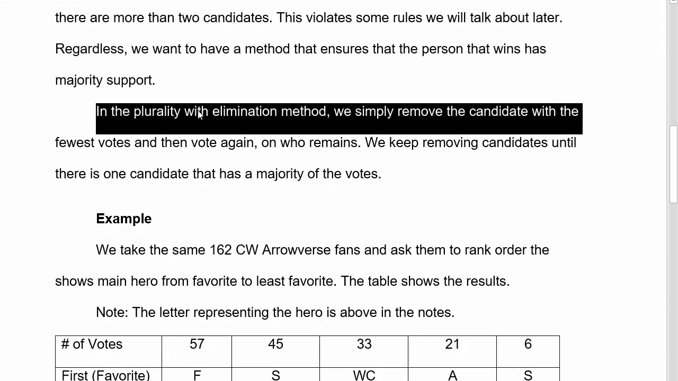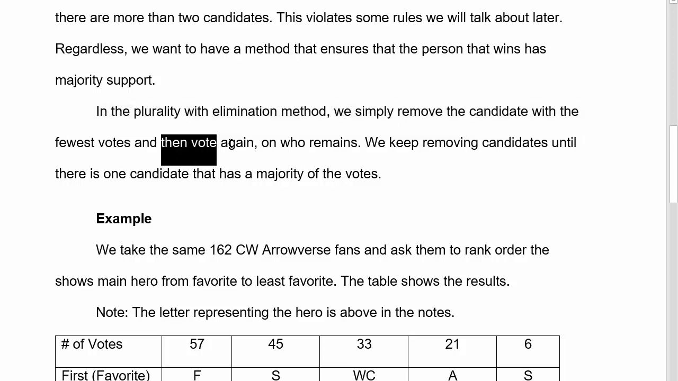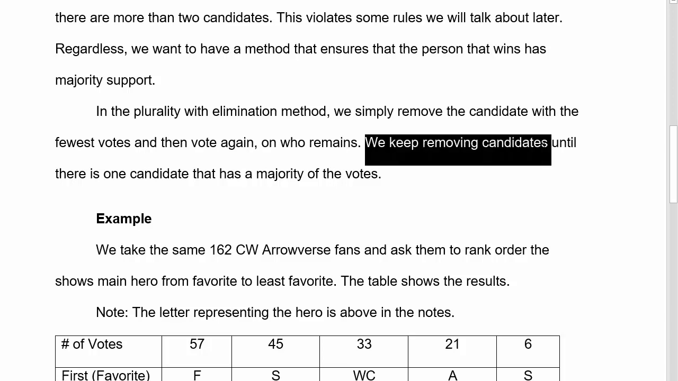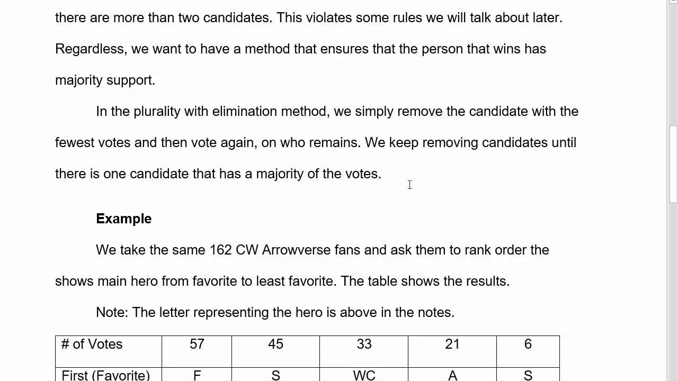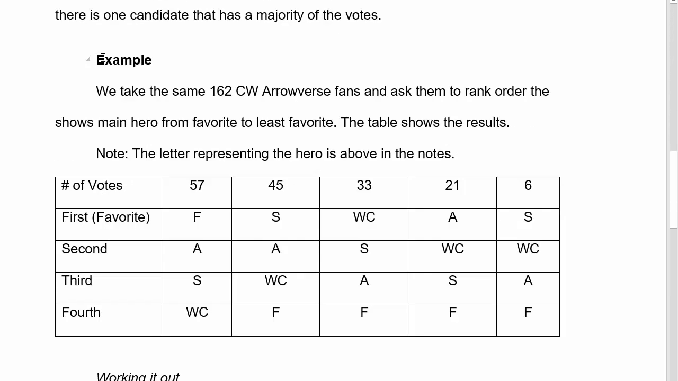So in the plurality with elimination method, what we do is remove the candidate with the fewest votes, and then vote again on who remains. We keep removing candidates until there is one candidate that has a majority of the votes.